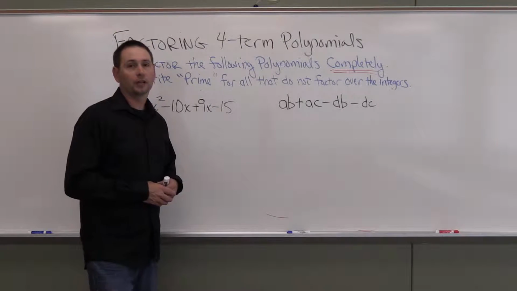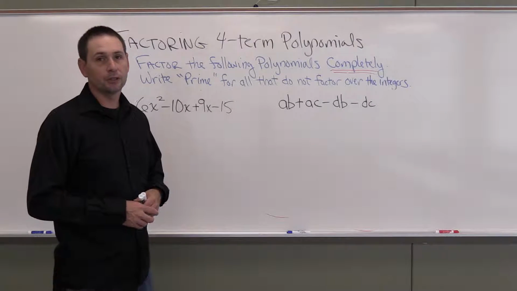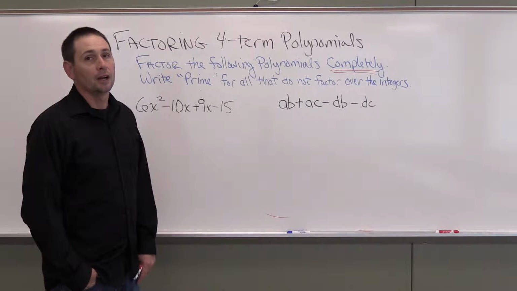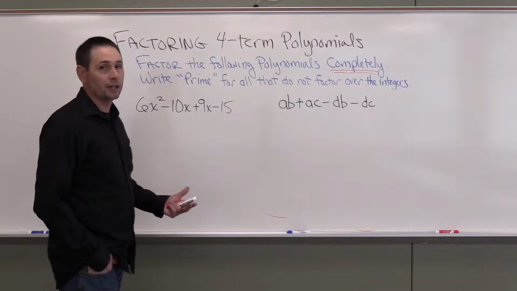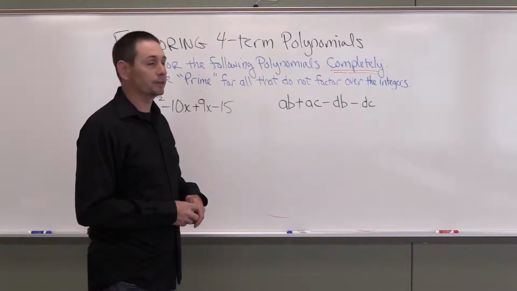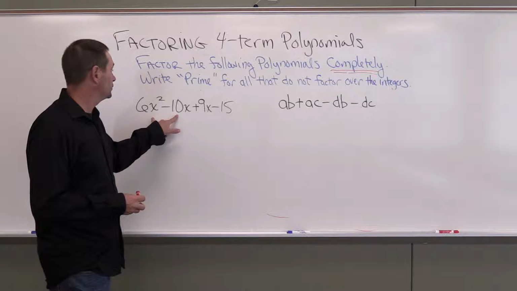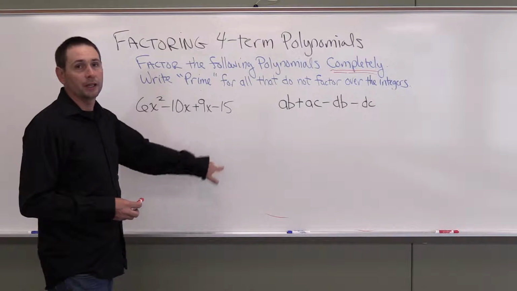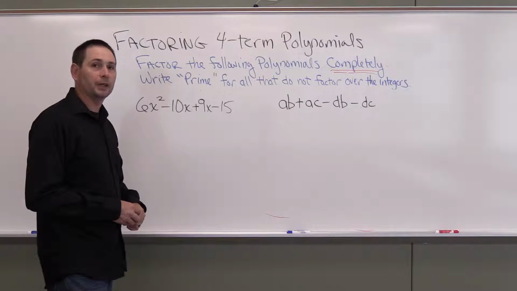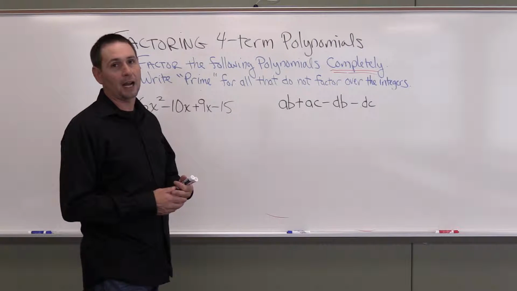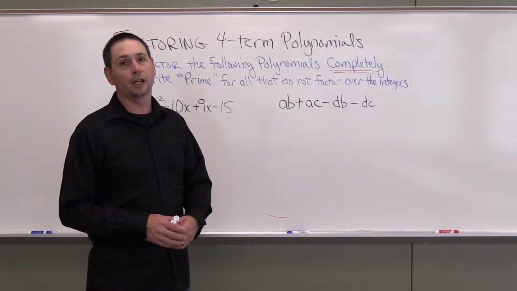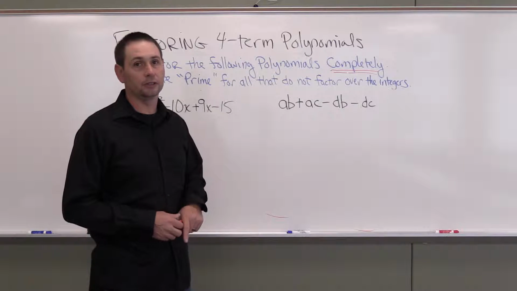In this video, we're going to look at factoring four-term polynomials. Four-term polynomials are factored by grouping. And so what we do is we'll group these two, and we'll group these two, and we'll take out the GCF of each group, and then we'll look at our answer and see if there's a common binomial GCF that we can take out. So there's kind of two stages to these.